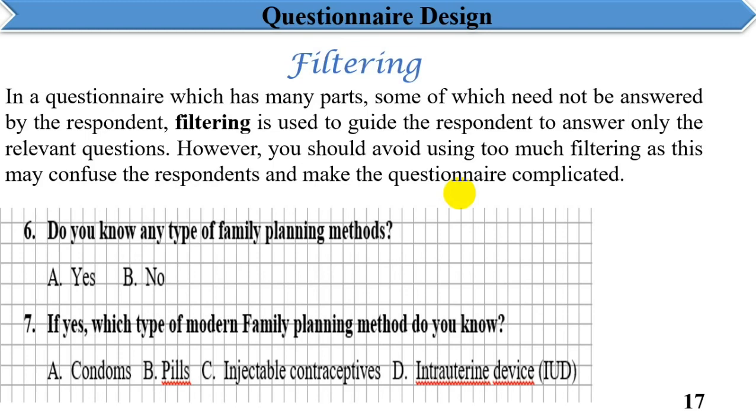But then if you look at the questions, they don't align. We will not be able to correlate question 7 and question 6. The correlation will not be there, because question 7 is talking about modern family planning methods and question 6 is talking about family planning methods. You get the point? So you have to rephrase question 6: do you know any type of modern family planning method? Then these two questions will now align. You get the point? Good.